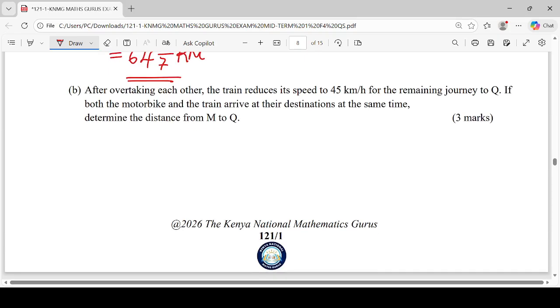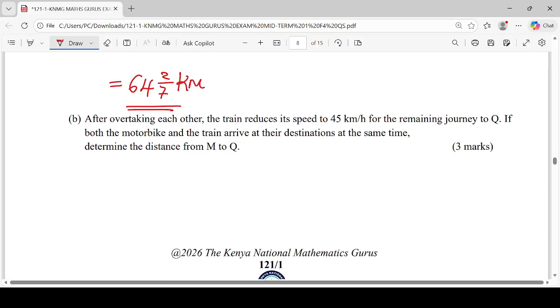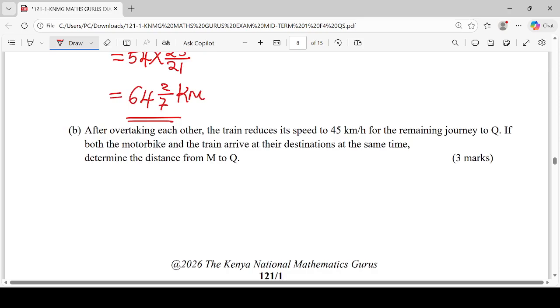Part B, after overtaking each other, the train reduces its speed to 45 kilometers per hour for the remaining journey to Q. If both the motorbike and the train arrive at their destination at the same time, determine the distance from M to Q. The distance from M to Q.